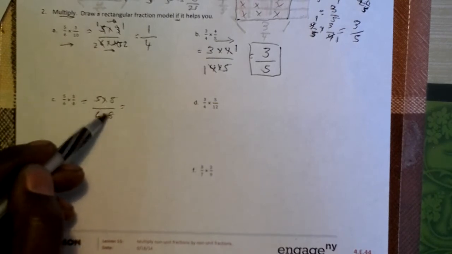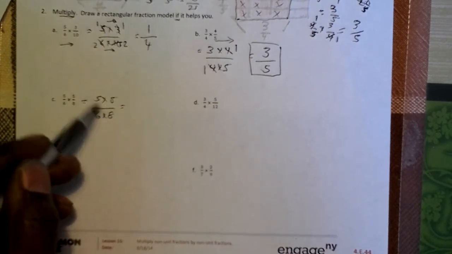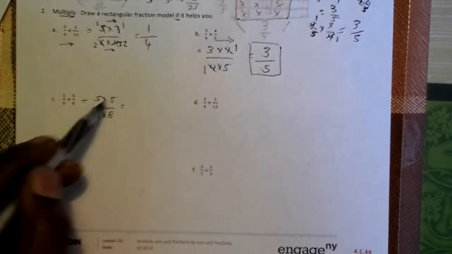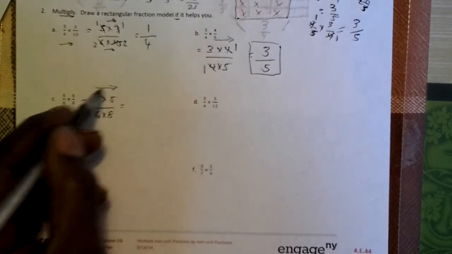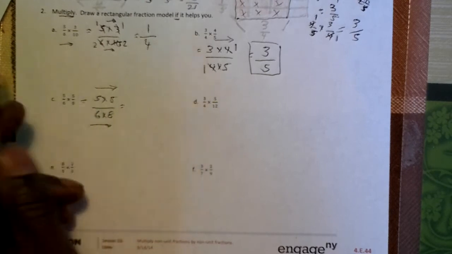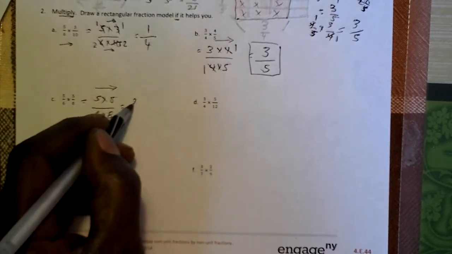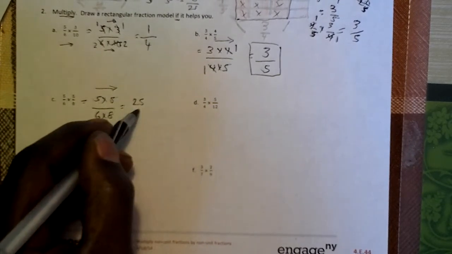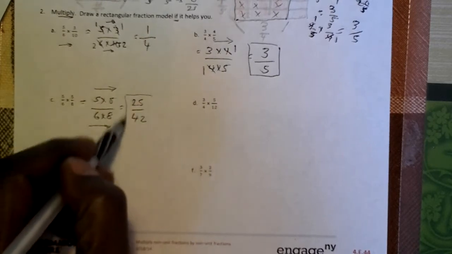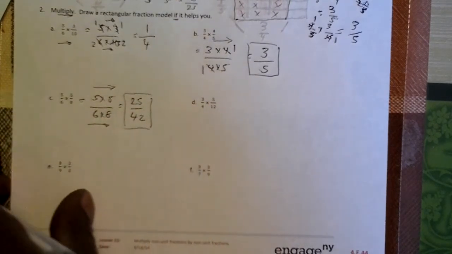And, 5 and 8, no, they can't go and divide by each other. They don't share a common factor, and neither does 6 by 5. So we just multiply straight across, and what do we get? 5 times 5 is 25. 6 times 8 is 48. And can we reduce from here? No, so our answer is 25/48, okay? Let's go on to the next one.